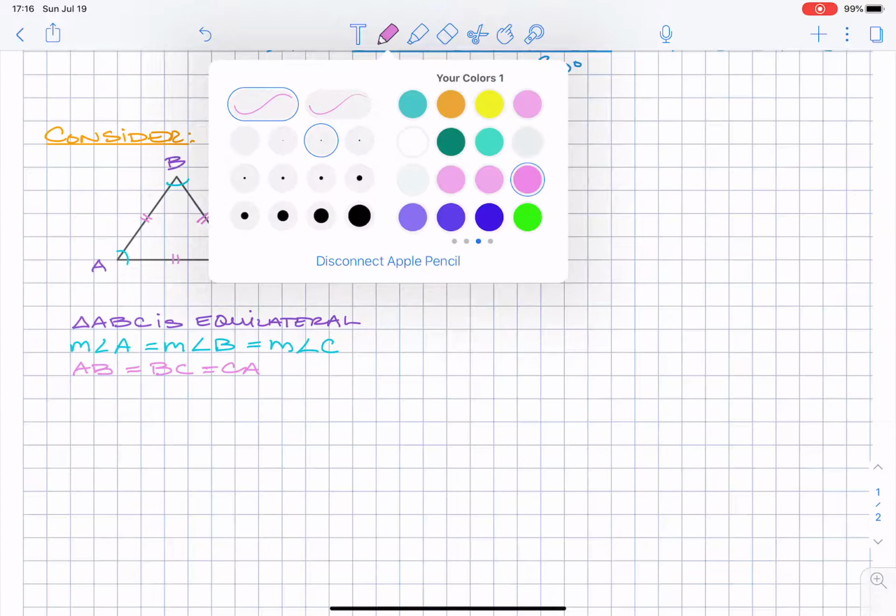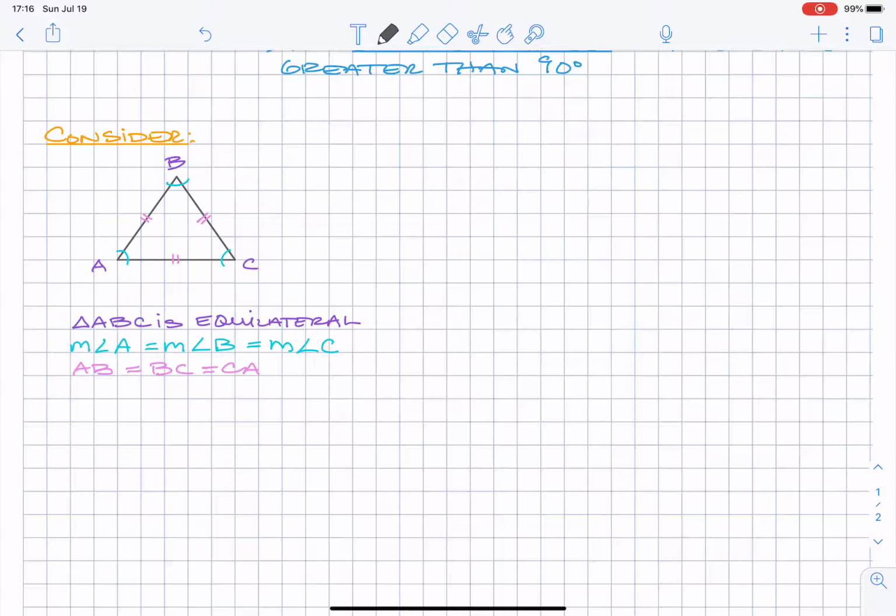Now let's consider a different type of triangle that looks something like so. Okay, this is not equilateral. Let me make it a bit less fat. Something like so. Okay, that looks a bit better. So once again, let's call this triangle ABC.